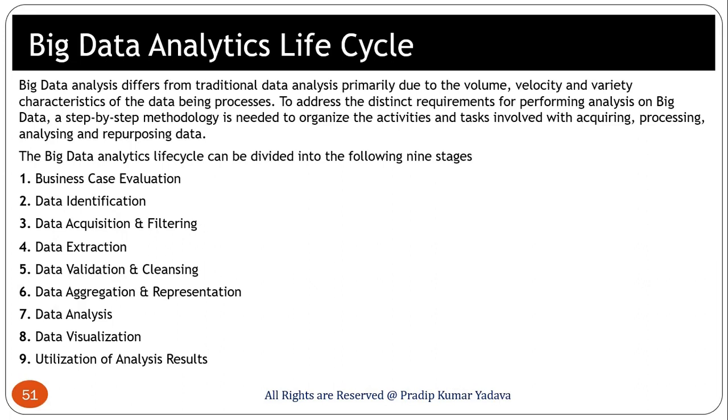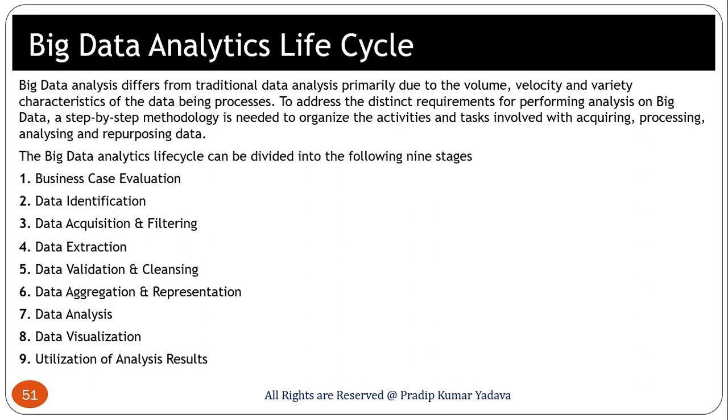When we talk about traditional data analysis and big data analysis, both are different things. Nowadays we are using big data analytics at a very large scale compared to traditional data analysis, because traditional data analysis has a large number of disadvantages compared to advantages. That's why big data analytics came into the market. So there are 9 stages. First is business case evaluation, then data identification, data acquisition and filtering, data extraction, data validation and cleaning, data aggregation and representation, data analysis, data visualization, and utilization of analysis result.